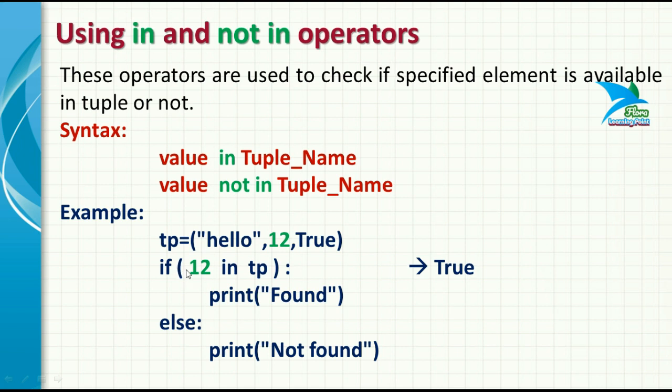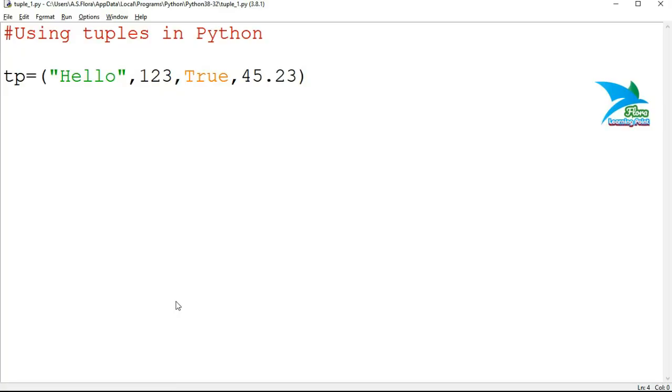For example, in this tuple we have specified hello, 12 and true, and we are going to search for 12 in the tuple. So you specify the value 12, then in, and then the name of the tuple. In this case 12 is already available, so the condition will be true, and you will be able to print a found or not found message on the basis of the given condition.